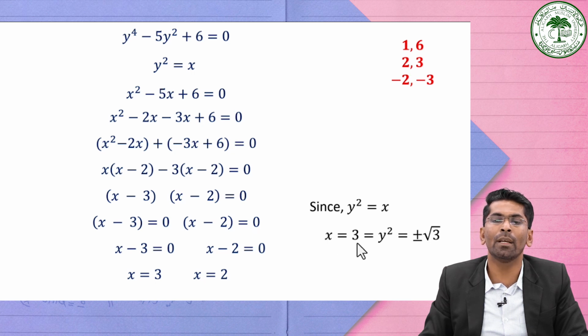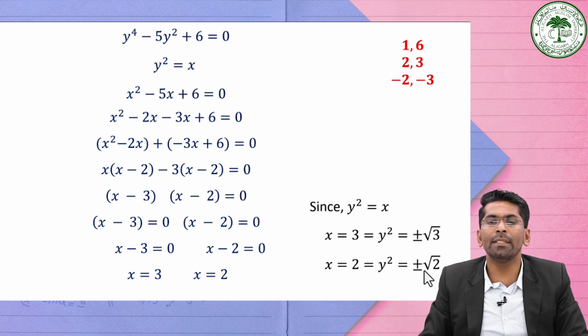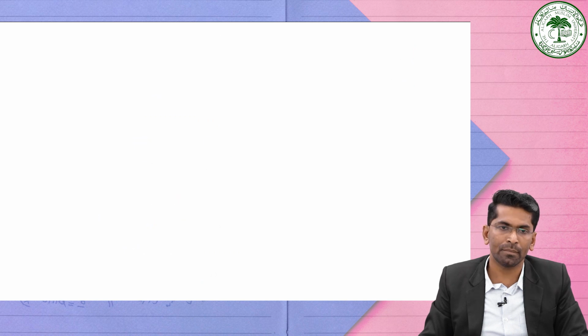So by taking the root, when x is equal to 3, y is equal to plus or minus root 3. It is not y square, it is y is equal to plus or minus root 3. Similarly, when x is equal to 2, it is not y square again, it was wrongly written here, it is y is equal to plus or minus root 2. In this way, we can convert x into y. Accordingly, we can solve the quartic equation in the form of a quadratic equation.